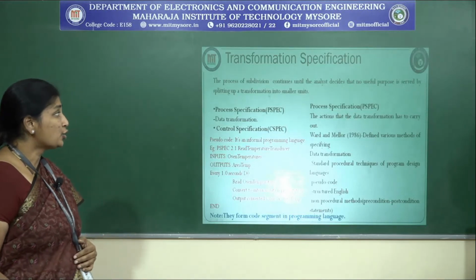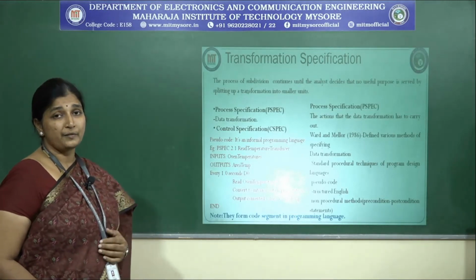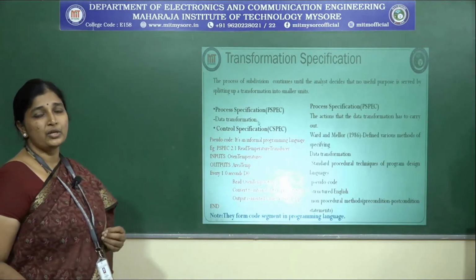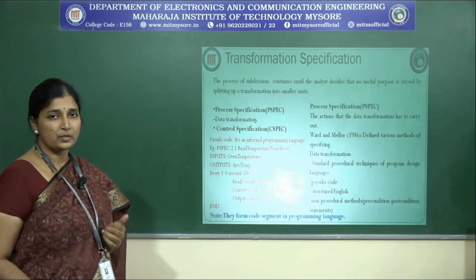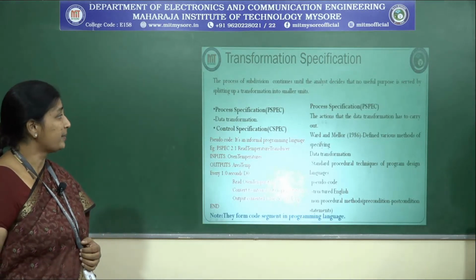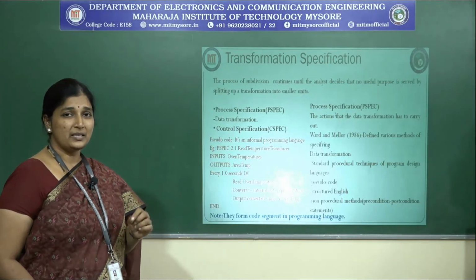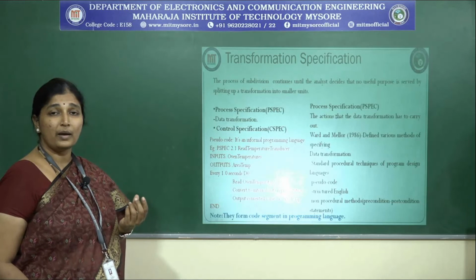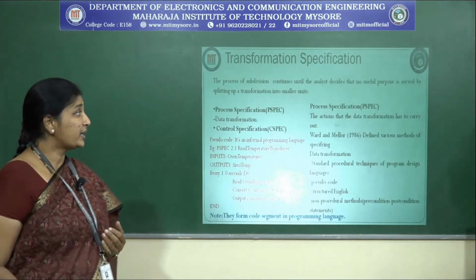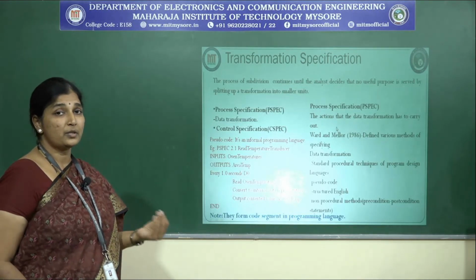Fine. So based on that, they are broadly classified into two. One is called a process specification, the other is called a control specification. So what is a process specification? Usually the data specification is also called a process specification. Let us know what you mean by that. In process specification, which is denoted as P-spec, S-P-E-C being the starting four alphabets of specification combined with P, it is the process specification. Fine. The action that the data transformation has to carry out is described in a process specification.